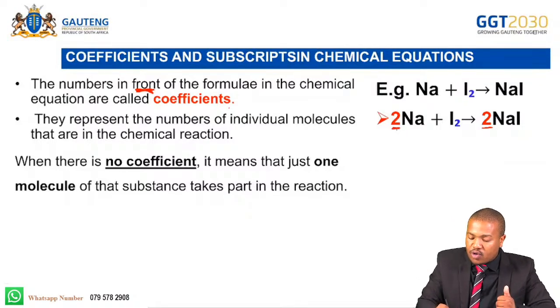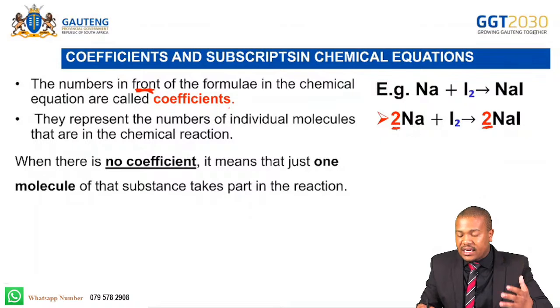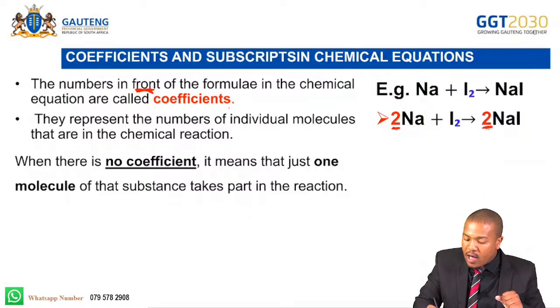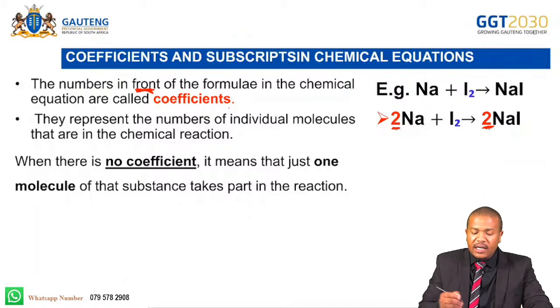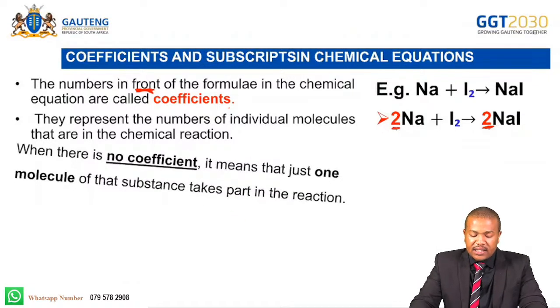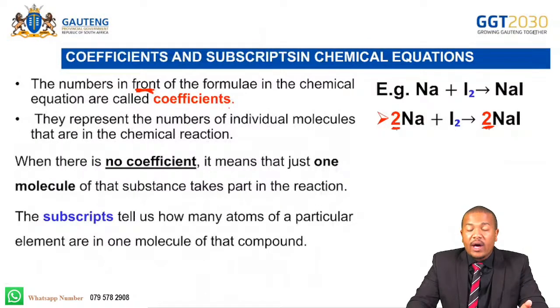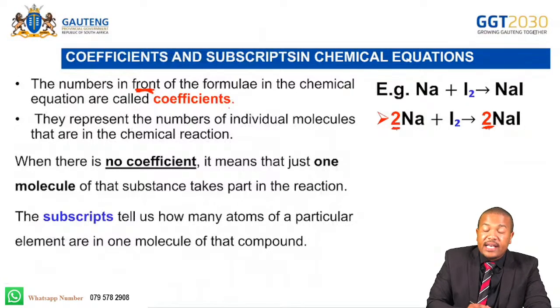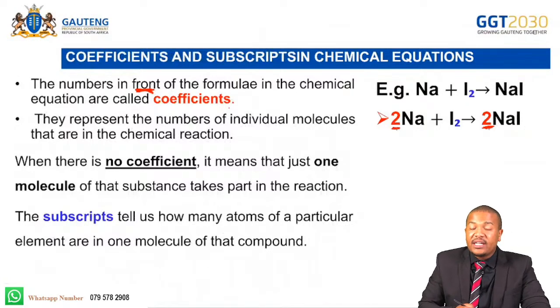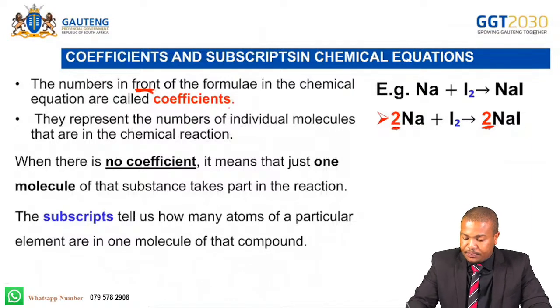Now, if you look at this chemical equation, you can see that there are two sodiums on the reactant side. And on the product side, it means that there are two molecules of sodium iodide. Are we together? Then there is this number that is next to a chemical formula, called a subscript, which tells us how many atoms of a particular element are in one molecule of that compound.